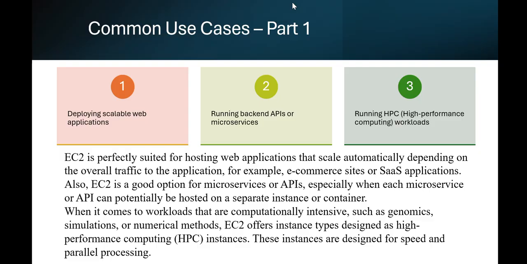Also, EC2 is a good option for microservices or APIs, especially when each microservice or API can potentially be hosted on a separate instance or containers. When it comes to workloads that are computationally intensive, such as genomics, simulations or numerical methods, EC2 offers instance types designed as high performance computing instances. These instances are designed for speed and parallel processing.